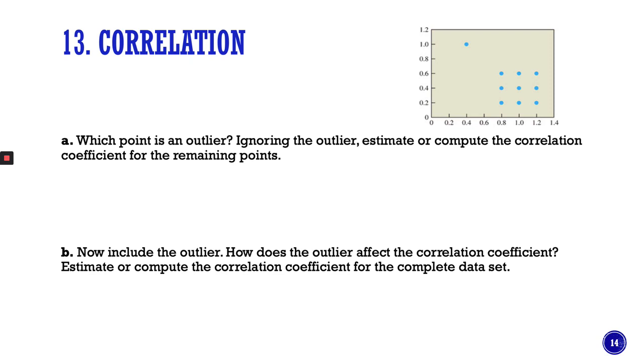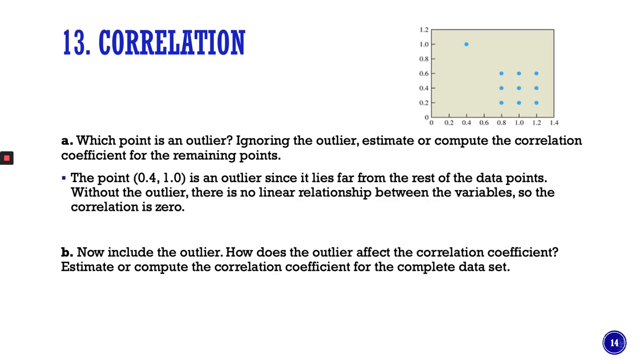So we're looking at the graph. Which point is an outlier? Remember, an outlier is one that's not with the group. So this would be an outlier right here, that point. And ignoring the outlier, estimate or compute the correlation coefficient for the remaining points.